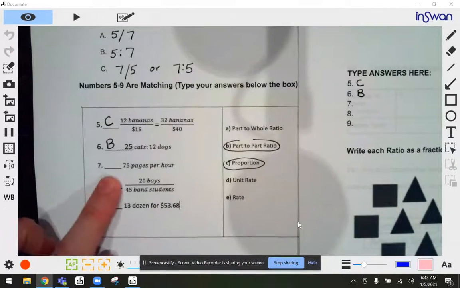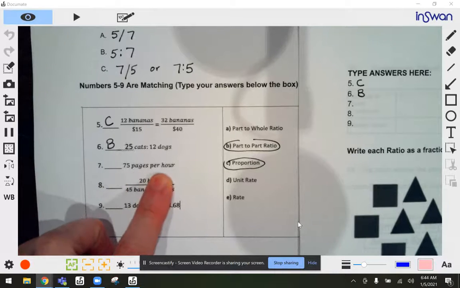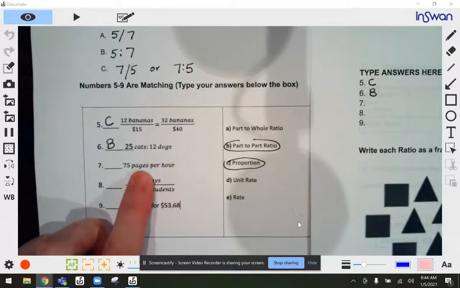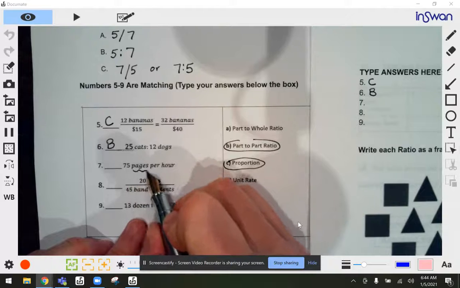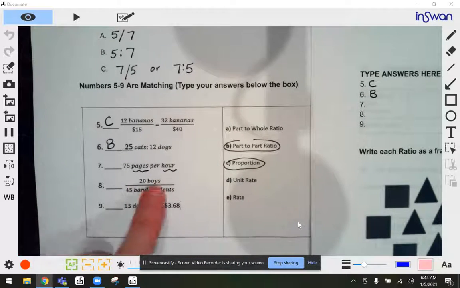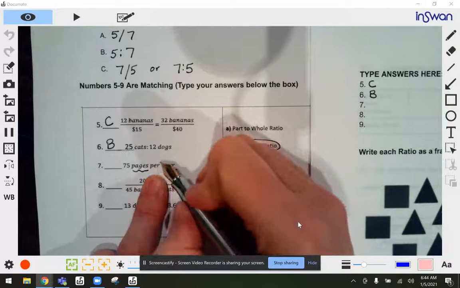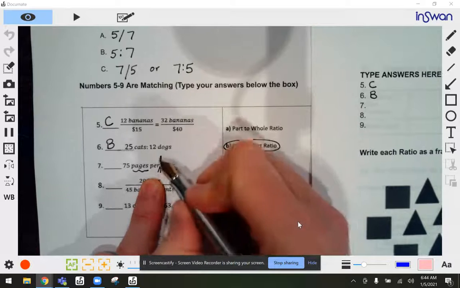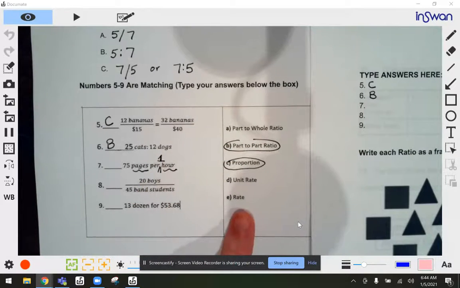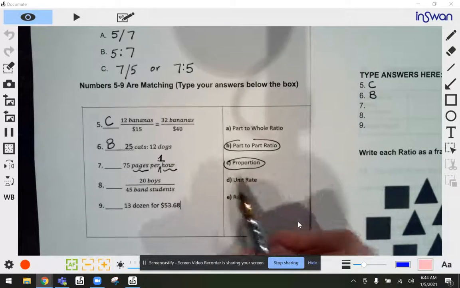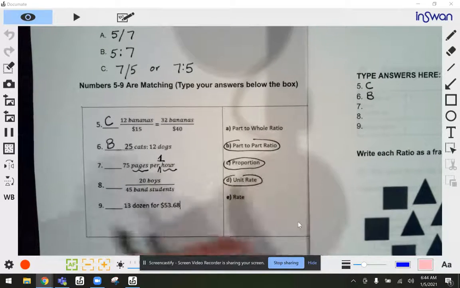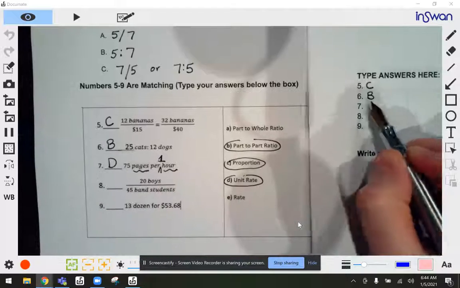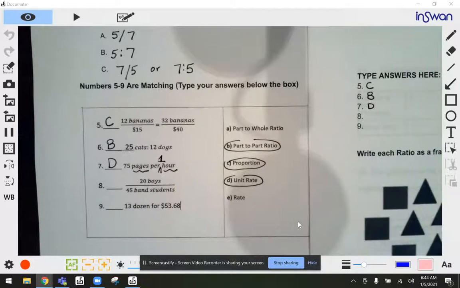Okay, here 75 pages per hour. So I see that there are units, pages and hours. And I also notice that my second one is per 1 hour. You can put in that invisible 1, right? It says per hour, that's per 1 hour. Remember, a rate that has a denominator of 1 or is per 1 is called the unit rate. So this one would be D. I'll type D here for 7.